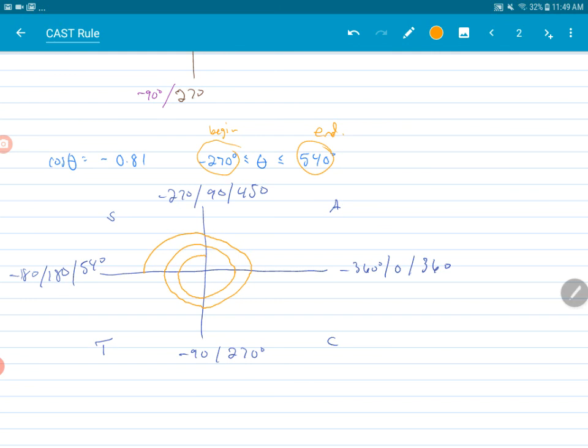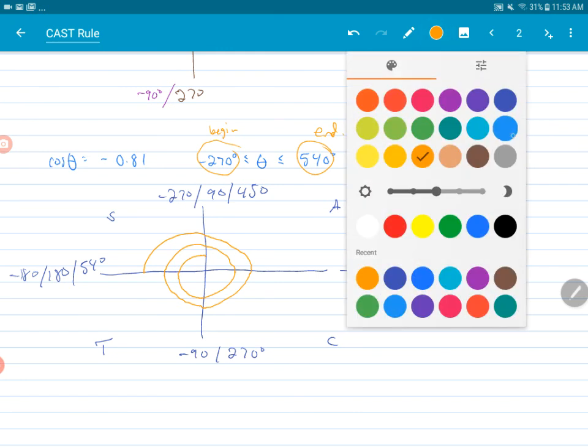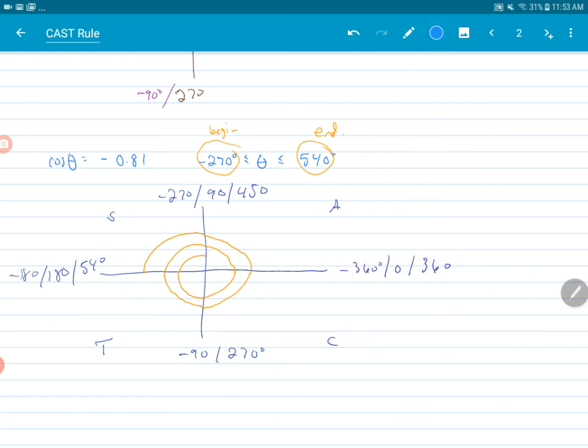Okay, so how do we use that? Well, we want to know where cos is negative. So we look at our CAST rule and we decide, okay, well, we know that cos is positive on the right side here, so it's going to definitely be negative in the S and the T quadrants. Okay, so the big question now is how many solutions are you going to have?